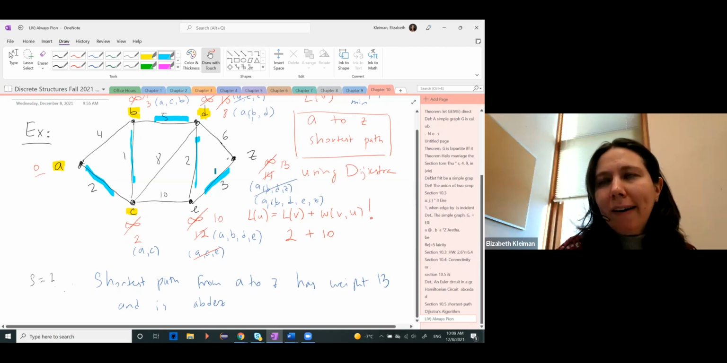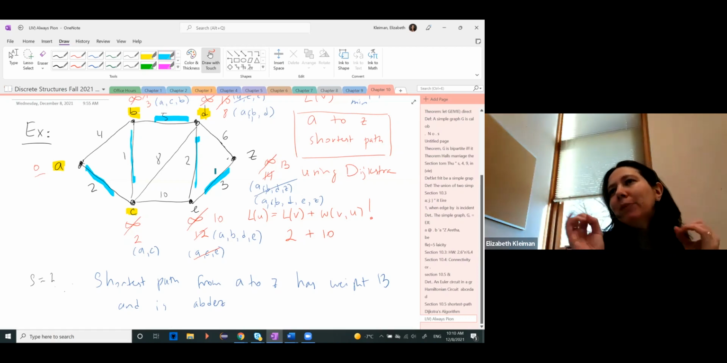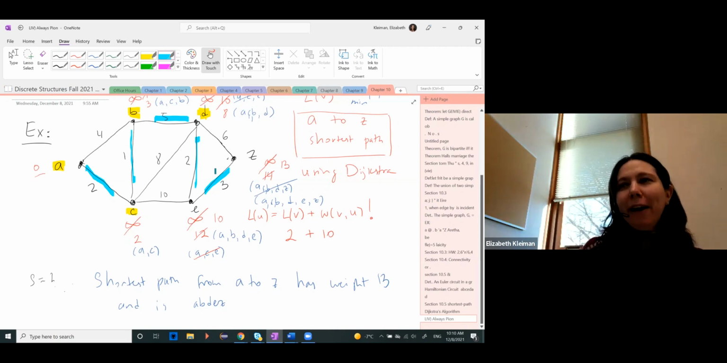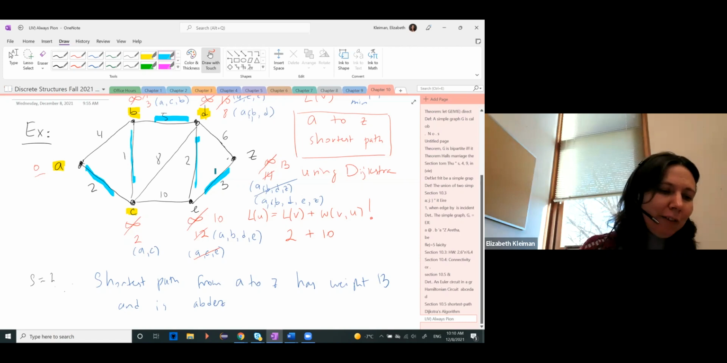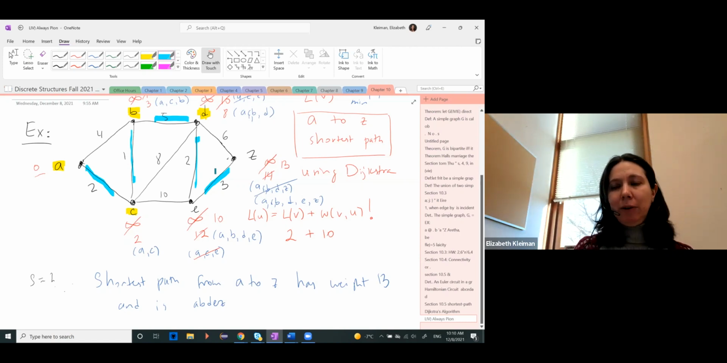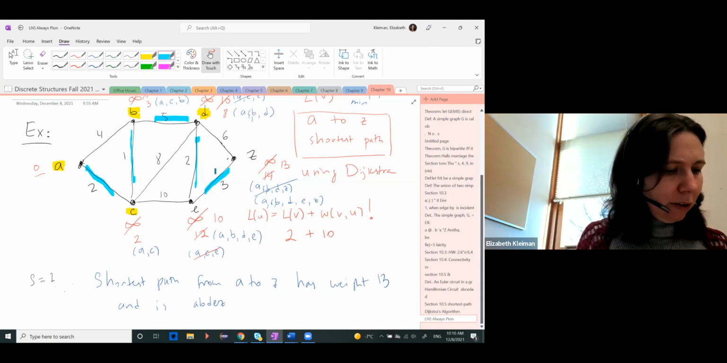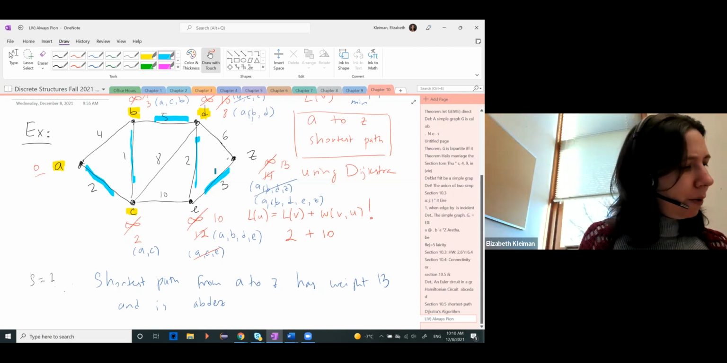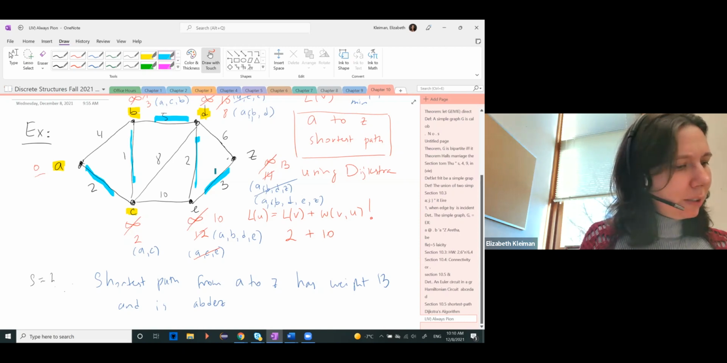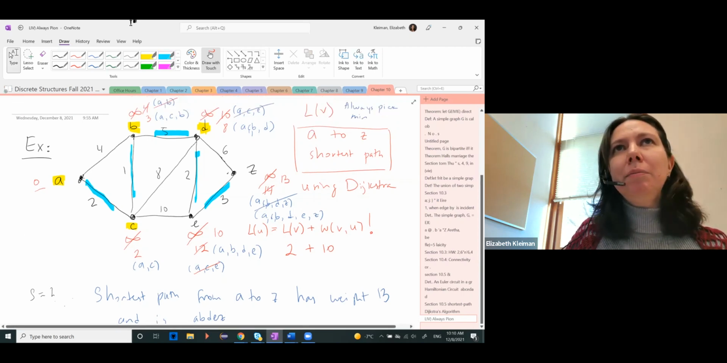So how long does it take? Well, I actually explore every edge, correct? Pretty much. So the running time of this algorithm is generally n squared. So I feel like you probably want another Dijkstra example.